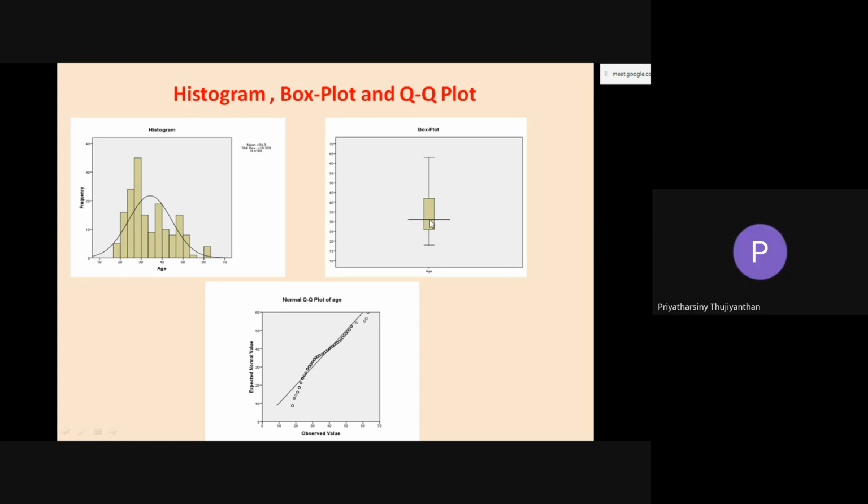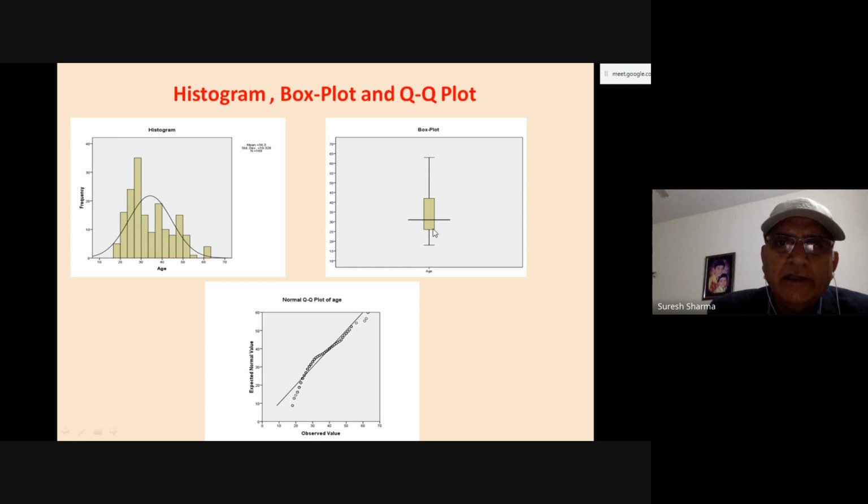So if you tilt this to 90 degrees and then draw a curve, it will look like this. This curve will stretch more to this side. That means it is positively skewed. So this graph also, if you look at this, is positively skewed.